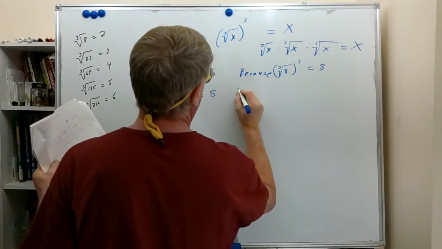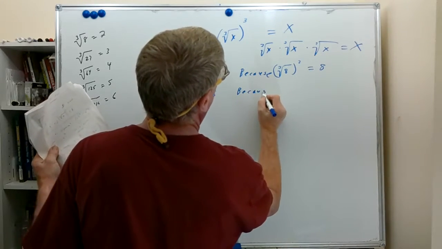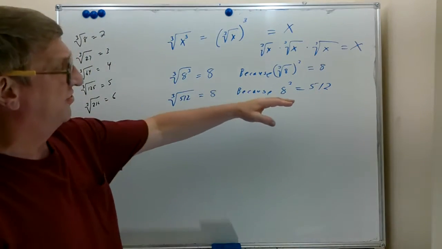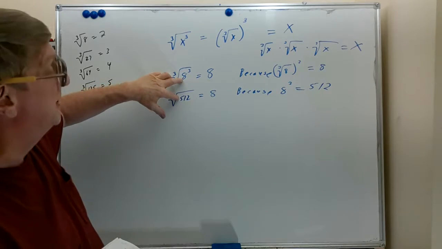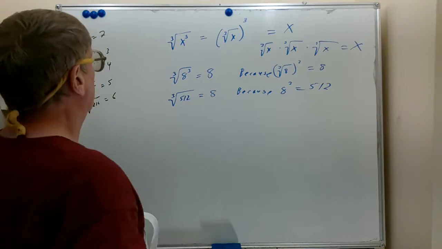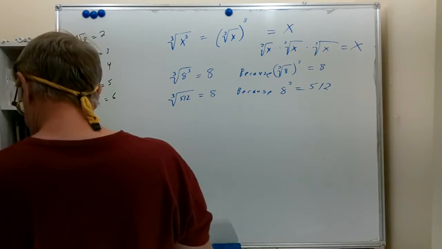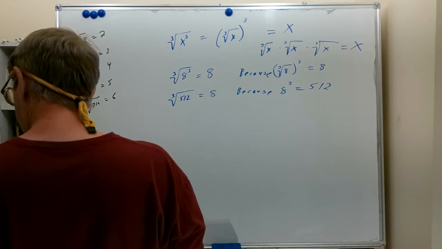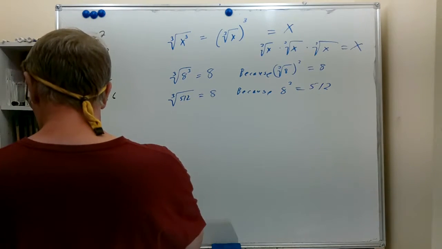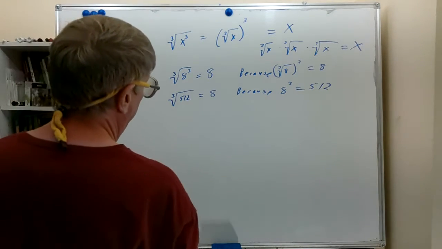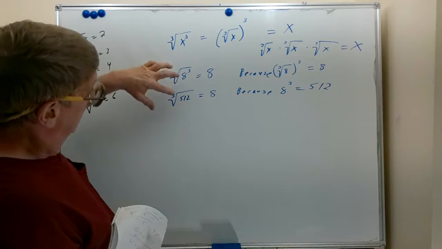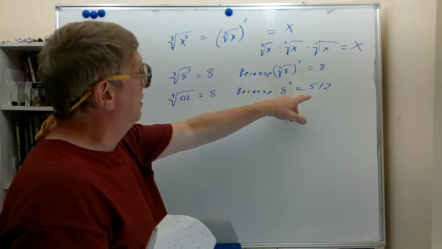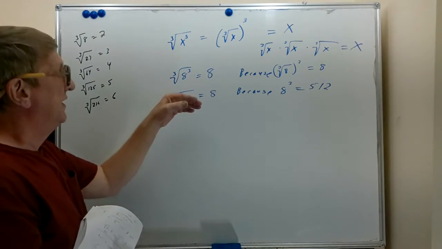And that's because 8 cubed equals 512. So we've displayed this in certain ways. The 8 cubed and 512 are the same number. 8 times 8 is 64, times 8 is 512. These two numbers are the same, and because 8 times 8 times 8 equals 512, the cube root of 512 equals 8.